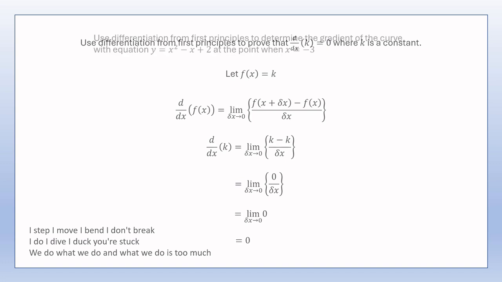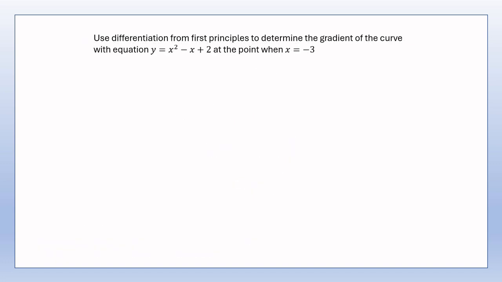Use differentiation from first principles to determine the gradient of the curve with equation y equals x squared minus x plus 2 at the point when x equals minus 3. So we can go about this in a couple of different ways.